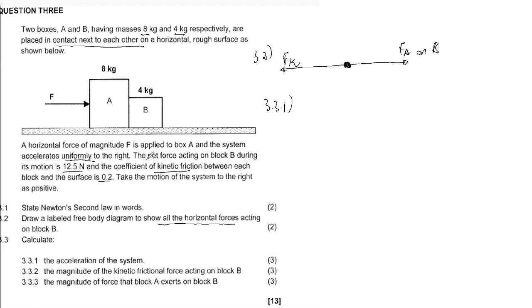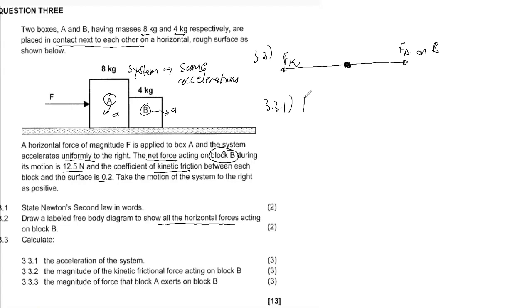Then 3.3.1 says calculate the acceleration of the system, right? We are told of the net force here. They say the net force acting on block B, so this concerns block B, during its motion is 12.5. Now that means if we want to find the acceleration, we can just calculate it by using the information on block B. If we find the acceleration of block B, this will be the exact acceleration of block A, because remember these two blocks are moving as a system. And for blocks that are moving as a system, they have the same acceleration, right?